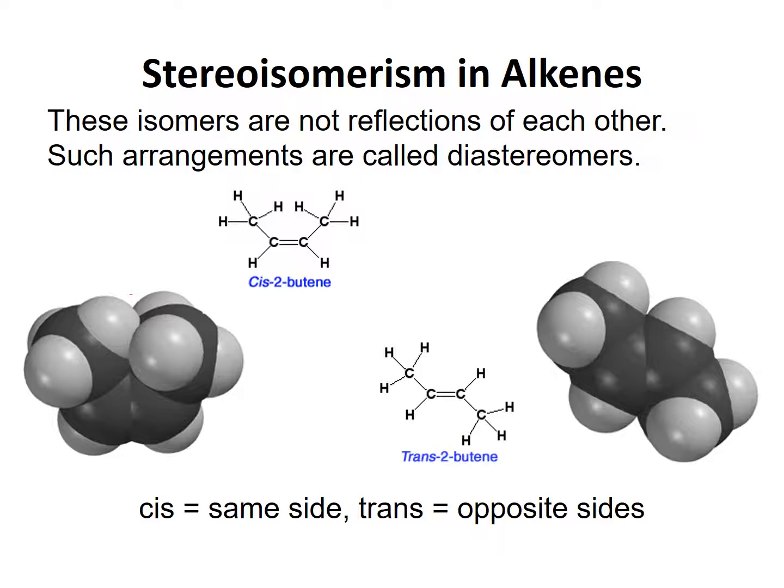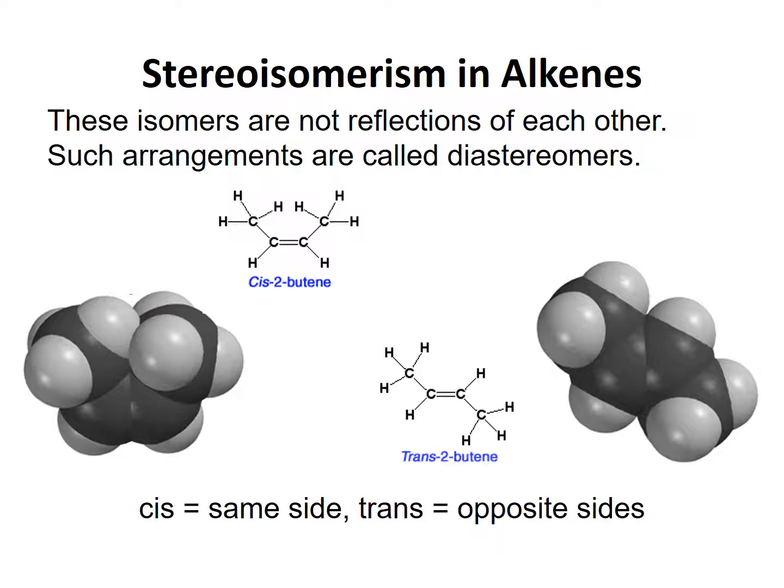Here we see two molecules that have the same chemical formula. They have the same atoms. They have different arrangements, so they are isomers. But these are not the same kind of reflection isomers that we were just looking at. Instead, we call these diastereomers.